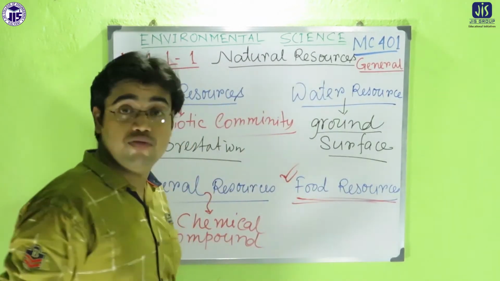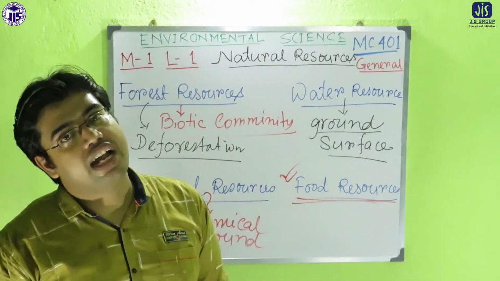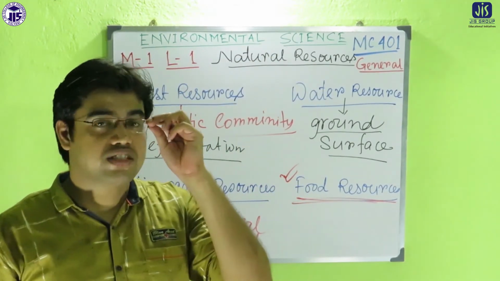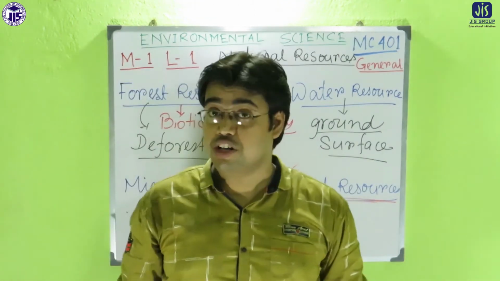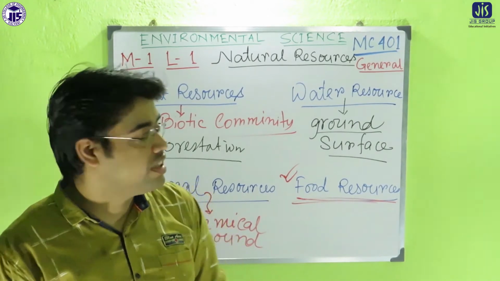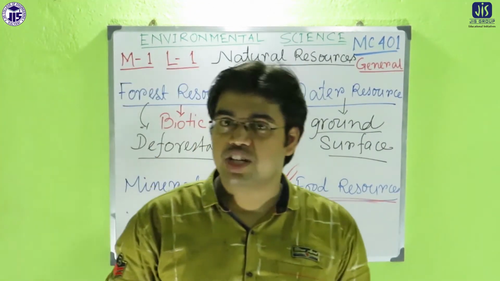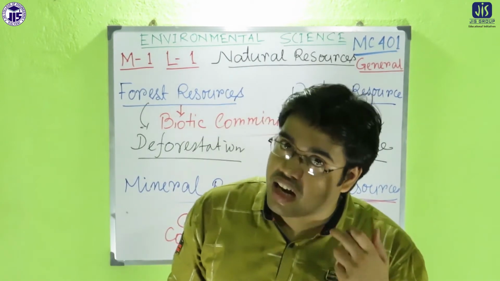Another most important resource is the food resource. All of you know very well what food is. Without food we can't live. Different kinds of foods are possible. Some kinds of foods are produced by nature naturally, and other kinds of foods are produced artificially. So both types of foods are very important for human life.